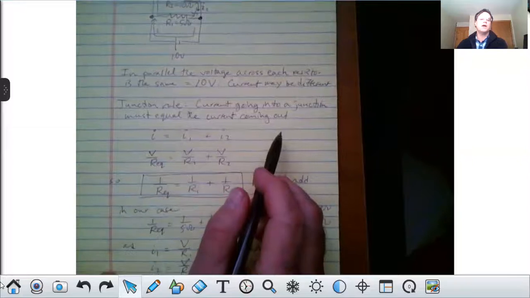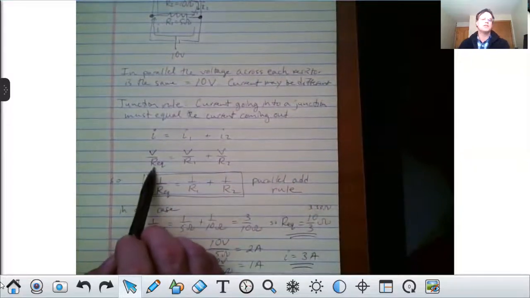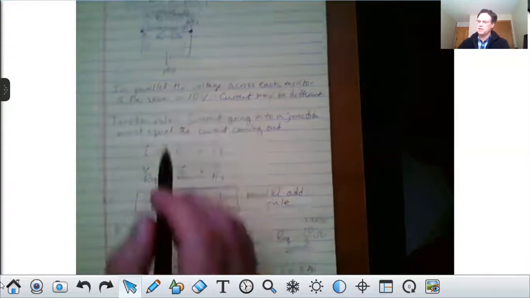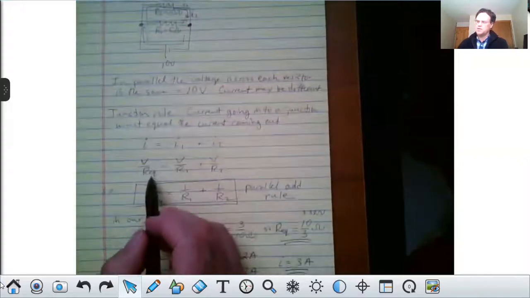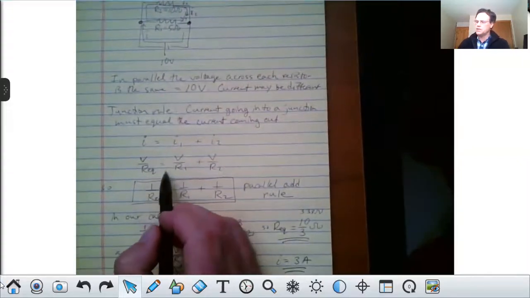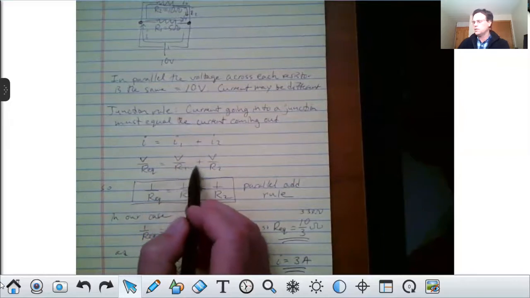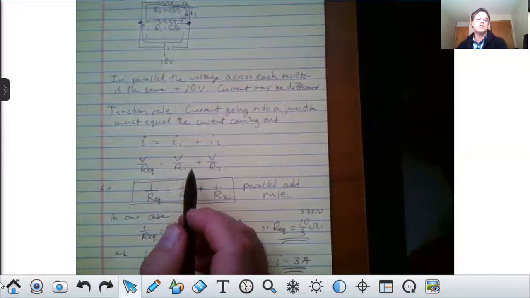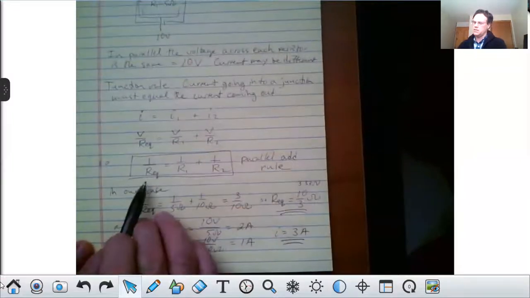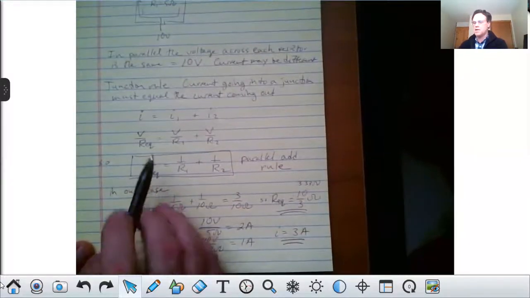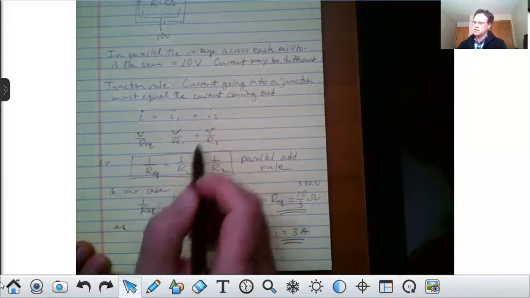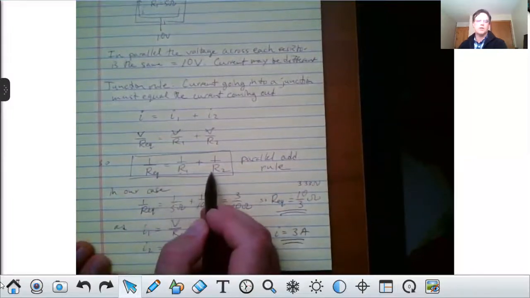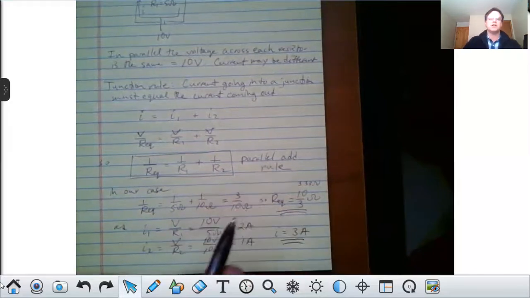So again, using Ohm's law, current is voltage over resistance. Define an equivalent resistance that the battery senses, right? I, its current over its equivalent resistance, is going to equal V over R1 plus V over R2. Again, just using Ohm's law separately for each resistor. Now, the voltages are the same, so they cancel out in this case. And I end up with 1 over Req equals 1 over R1 plus 1 over R2. And that's my parallel addition rule.